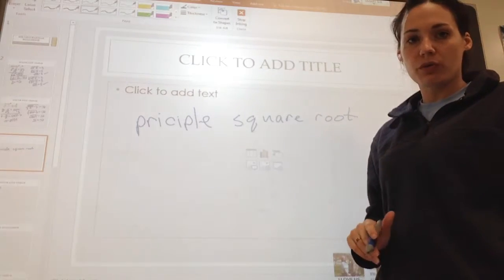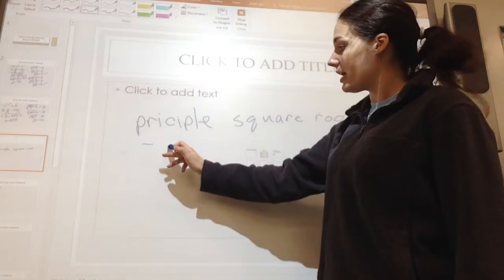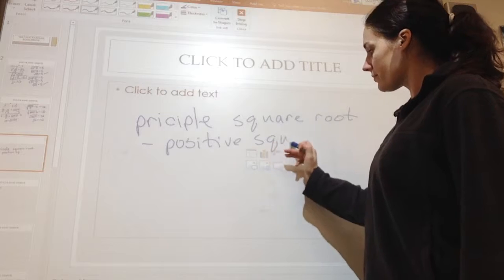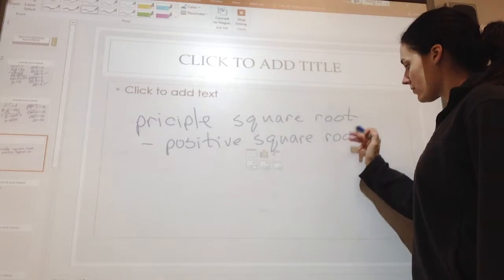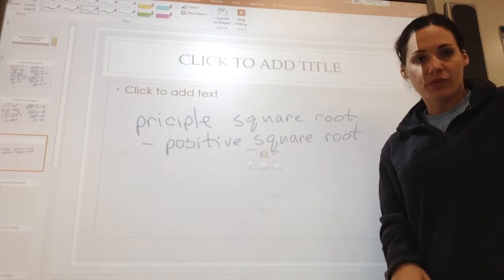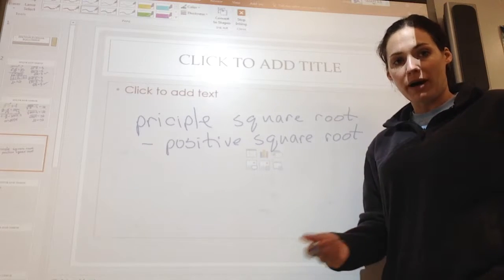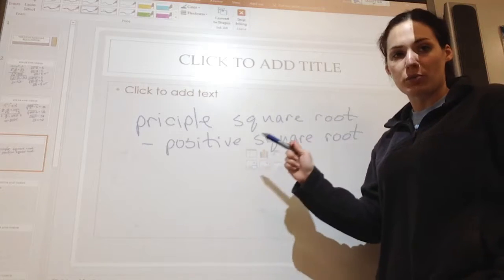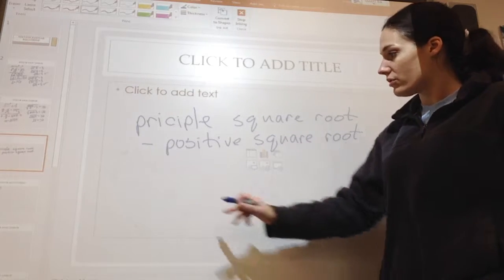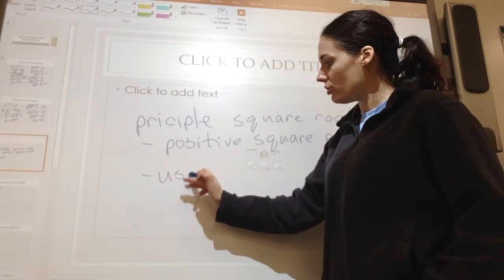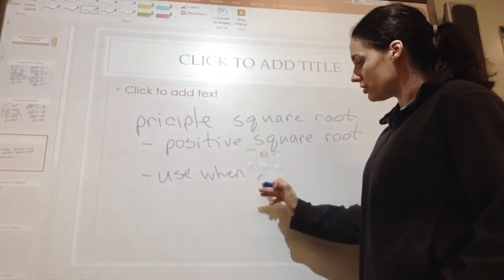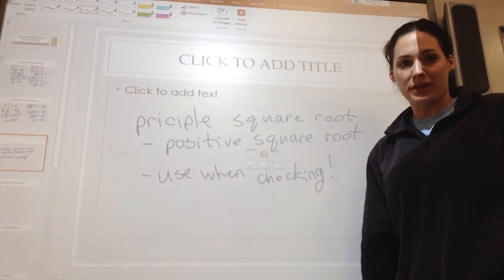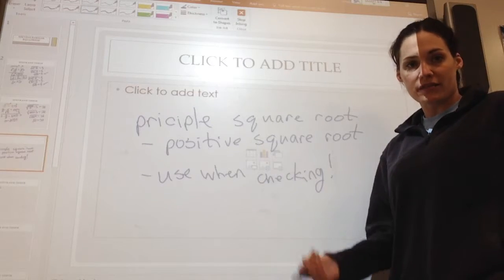And what the principal square root is, it is real simple. It is the positive square root. So when you take the square root, really you have a positive or a negative, except when you're checking, you can only use the principal square root. So I'm going to make another note, I'm going to say use when checking. With an exclamation point because that's important. Okay, so pause this if you need to finish writing this down.